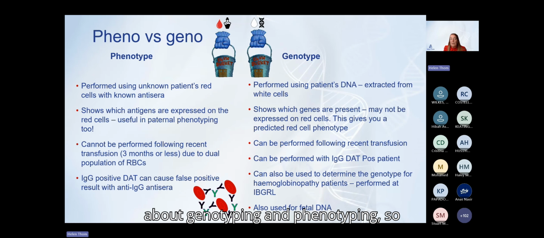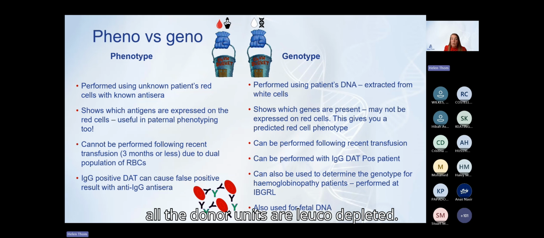I also talked about genotyping and phenotyping, comparing and contrasting the two. The phenotyping is performed using the unknown patient's red cells with known antisera, whereas when you perform a genotyping, it's used with the patient's DNA, and this is extracted from the patient's white cells. So I've mentioned previously that if your patient has been transfused, you wouldn't be able to perform a phenotyping, but you can perform a genotype because of the way that we extract the DNA from the white cells.